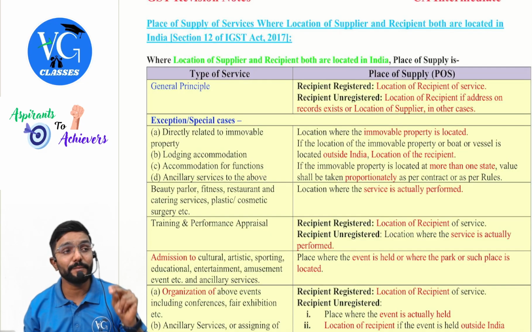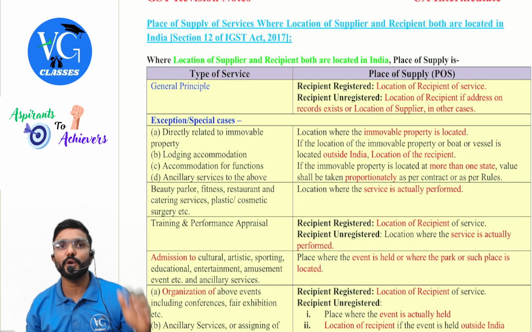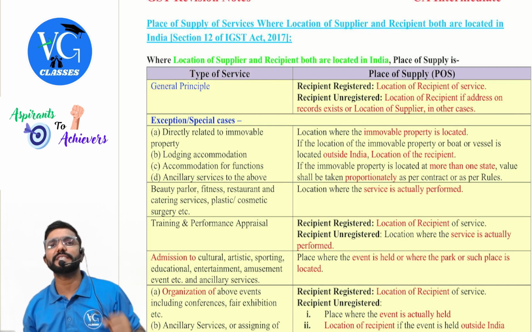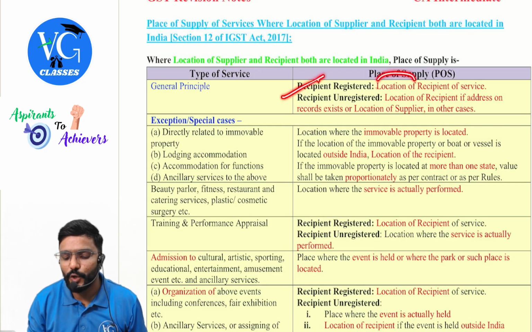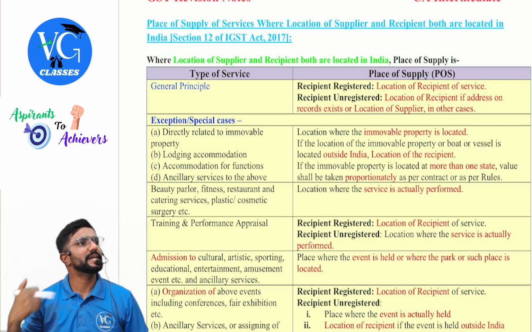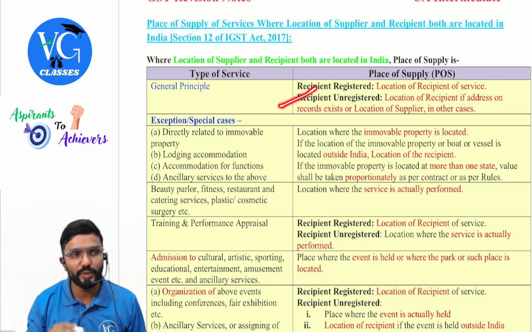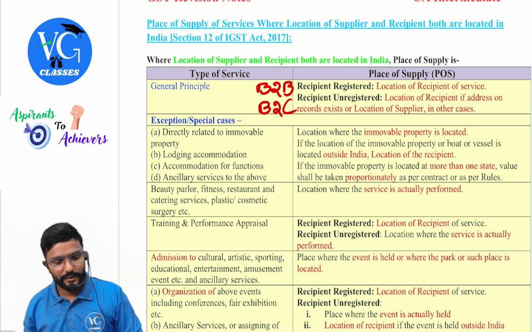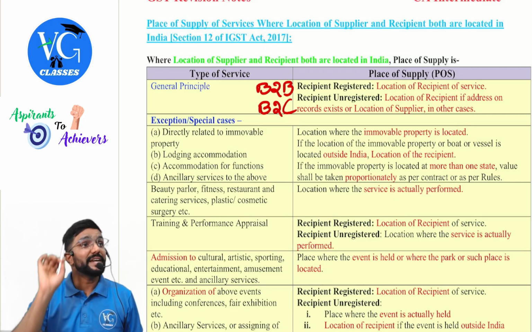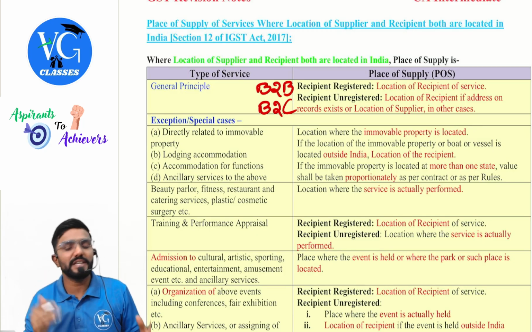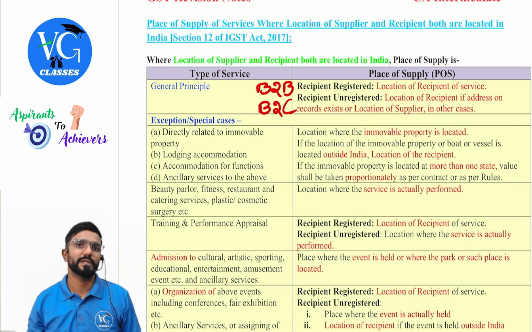Where location of supplier as well as recipient both are located in India, guys, one general rule is there. First learn the general rule. If the recipient is registered, the place of supply is the location of recipient. We call it B2B supply. B2B means supplier is registered and recipient is also registered. Next, B2C supply. If it is a B2C supply, recipient unregistered, then location of recipient if the address on record exists. No sir, address is not there. Then location of supplier.